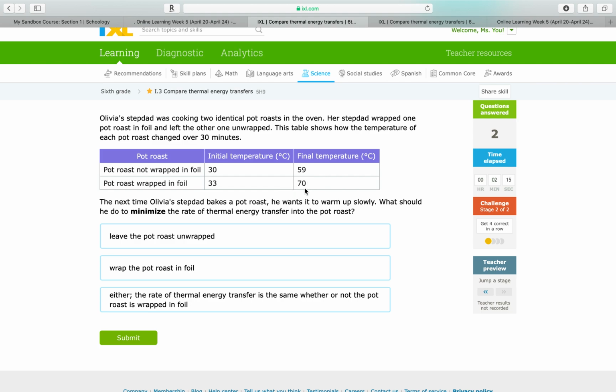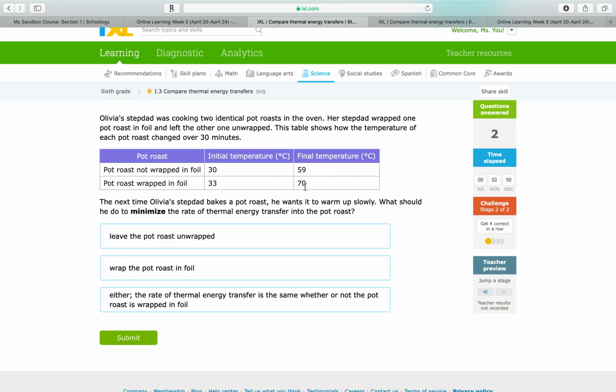was 70 degrees. The next time Olivia's stepdad bakes a pot roast, he wants it to warm up slowly. He actually wants the pot roast to get hot slowly. So what should he do to minimize? Remember, minimize means slow down the rate of thermal energy transfer into the pot roast. So if he wants the pot roast to heat up slowly, he wants thermal energy to enter the pot roast slowly. Should he wrap it in foil or should he not wrap it in foil?